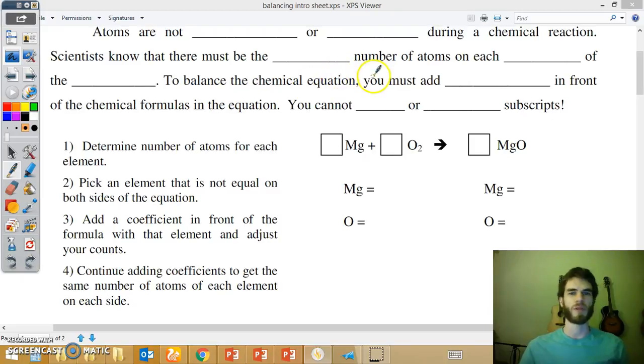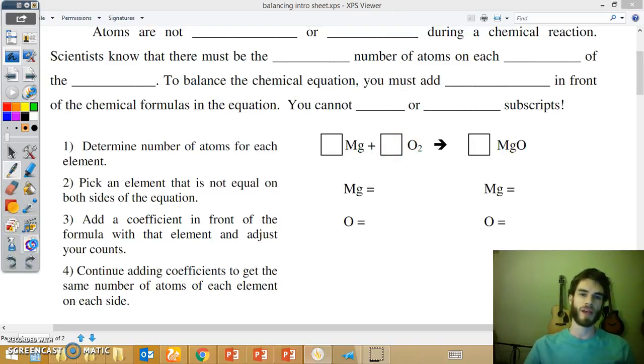To balance the chemical equation, you must add coefficients, and that's those big numbers, in front of the chemical formulas in the equation. You cannot add or remove the subscripts, and that's a pretty important point. So this is an example of a subscript. See that little 2 with oxygen? And you cannot mess with those. Nor could you add a little 2 right here, or any number right in here for the magnesium. You can't add a little number right there for that magnesium. You can't do anything to these subscripts. They've got to stay the same.